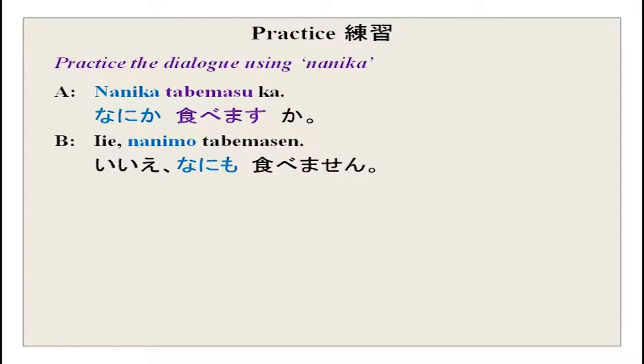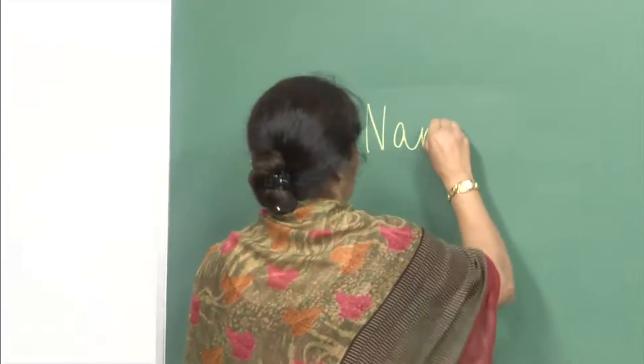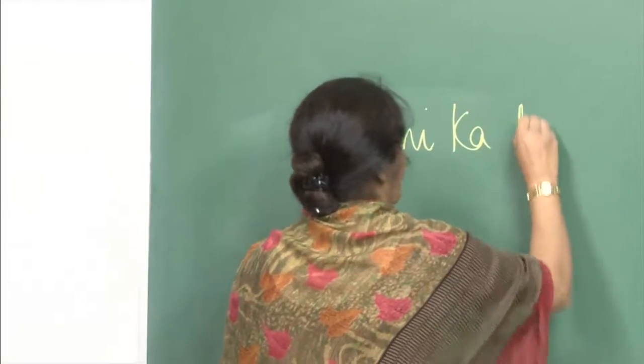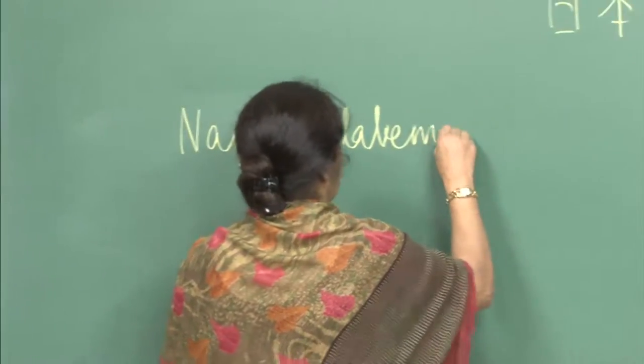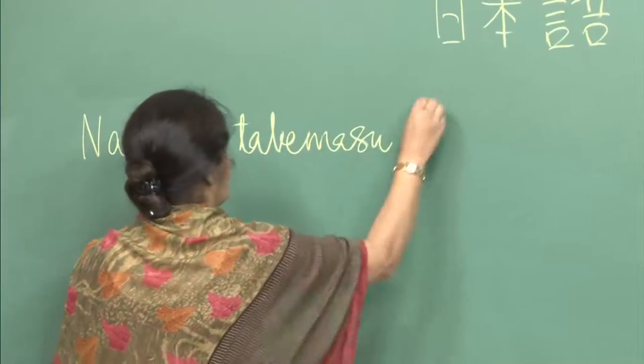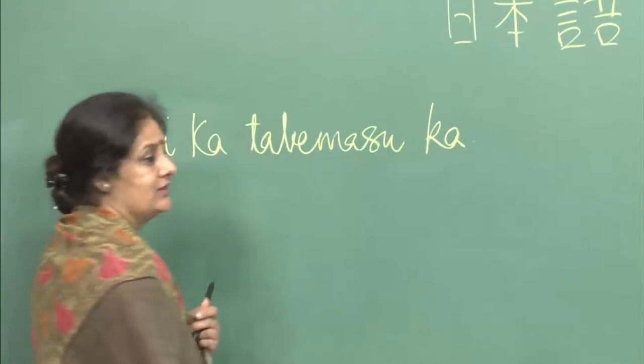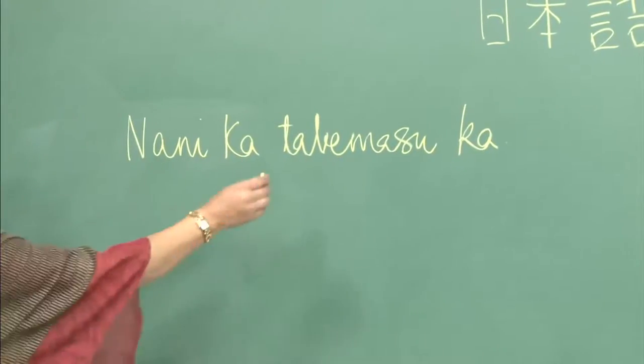For example, like this, 何か食べますか? Will you eat something? いいえ。何も食べません。 So now, nani ka tabemasu ka? Will you eat something?